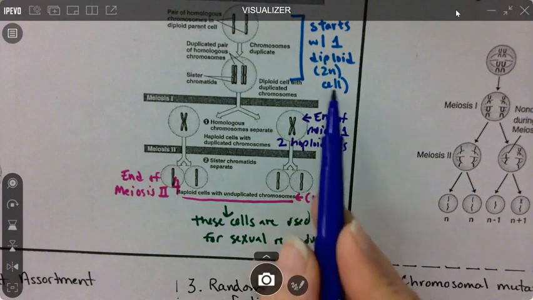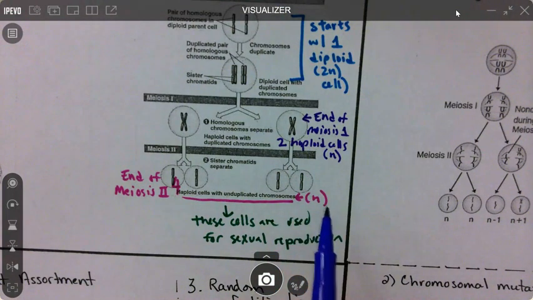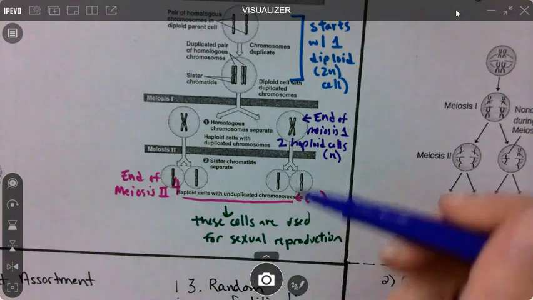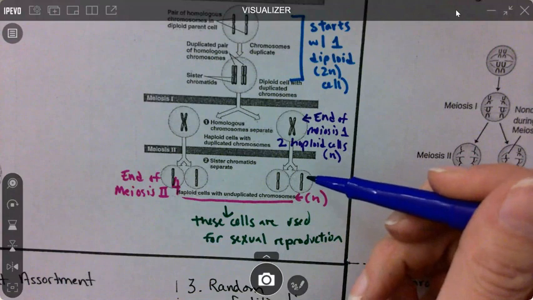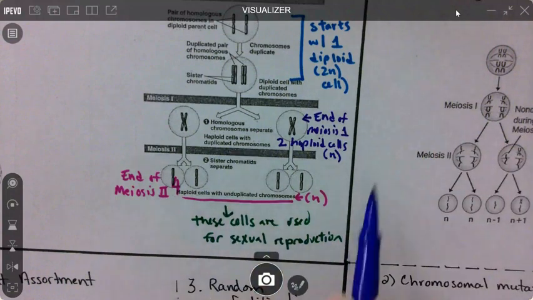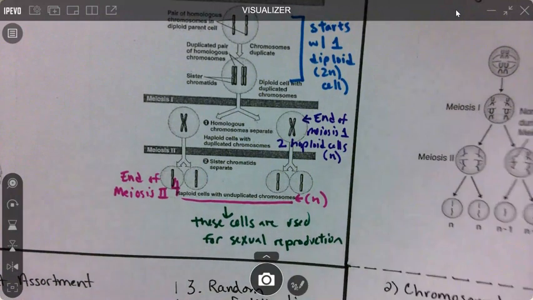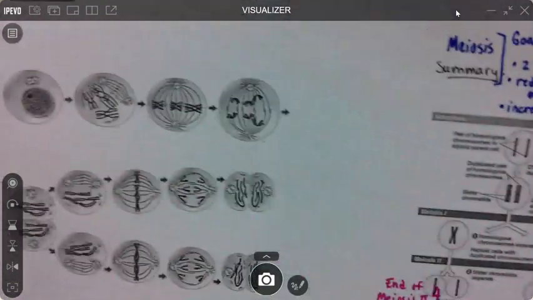We call diploid cells 2N and haploid cells N. These cells that are created are then later used for sexual reproduction. So meiosis is not sexual reproduction. Meiosis creates the cells used for sexual reproduction. In this video, we'll briefly go over the steps that occur during meiosis.